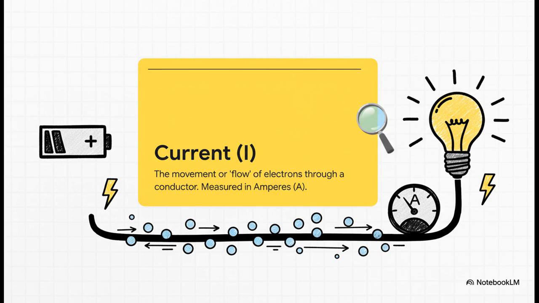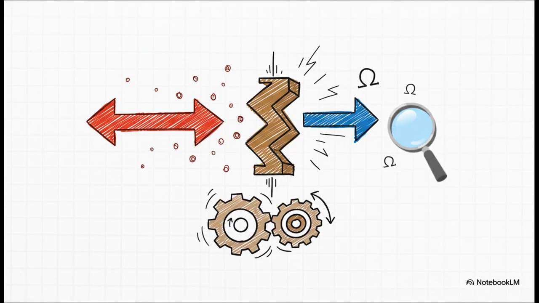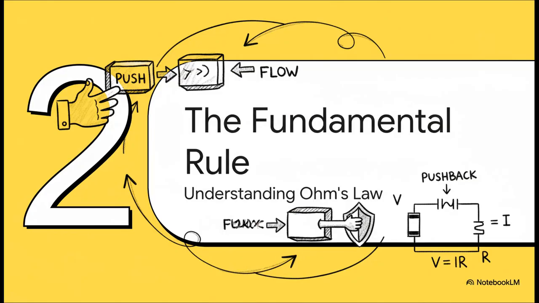Right. So if voltage is the push, then current is the actual movement. It's the flow of electrons through the wire, which we measure in amps, or amps for short. This flow, this is the electricity we're trying to control. And finally, for every push, there's got to be some pushback, right? That's resistance. It's basically any material's natural tendency to slow down that current. The higher the resistance, which we measure in ohms, the tougher it is for that current to make its way through. So we've got our push, our flow, and our pushback.